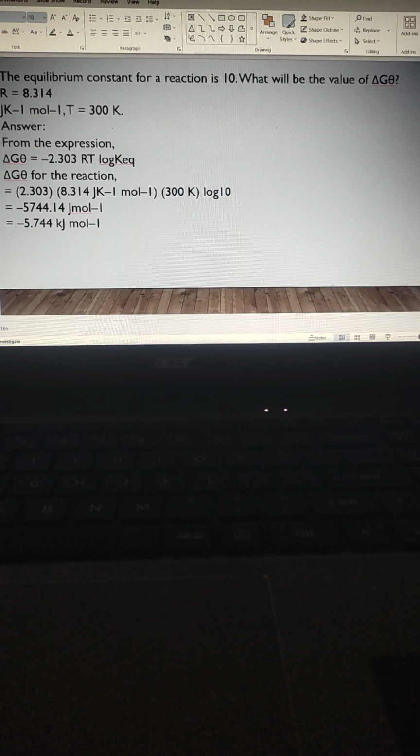So del G naught for the reaction is 2.303 multiplied by 8.314 J K inverse mole inverse, because R is 8.314, and T is 300 K, and log 10. So altogether we get negative 5.744 kJ mole inverse.